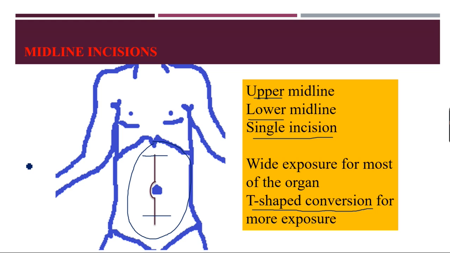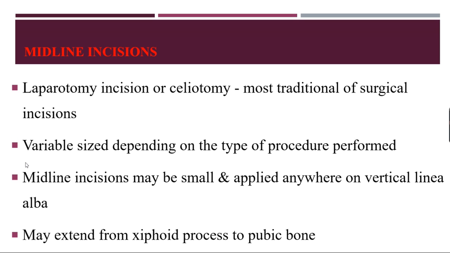Here you can see how it is placed. It is routinely used for exploratory laparotomy, and that's why it is also known as the laparotomy incision or celiotomy incision, and this is the most traditional one of the various types of incision, very commonly used, right? And the size of this midline incision depends on the type of procedure performed, whether it is upper midline or lower midline, and how much the length should be. So it could be small.